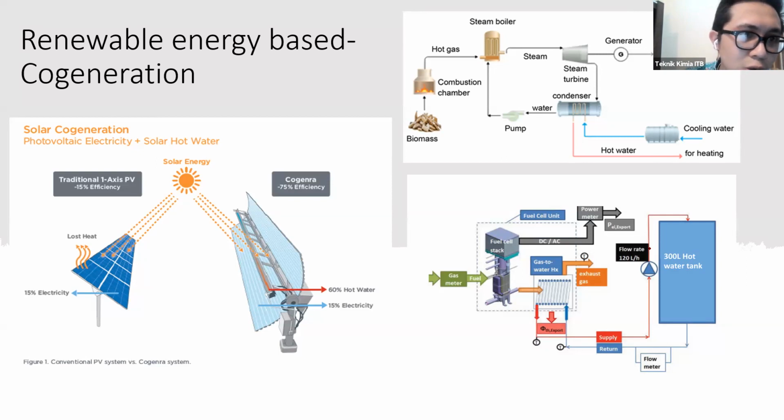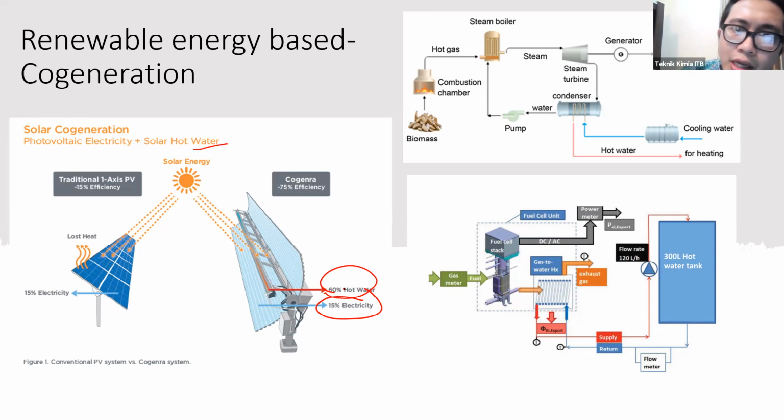So we can use the solar, combining the solar photovoltaic electricity and hot water in order to produce the hot water and also the electricity. By combining the photovoltaic electricity and solar hot water, it can actually improve efficiency around 5 times compared with the traditional photovoltaic systems only.